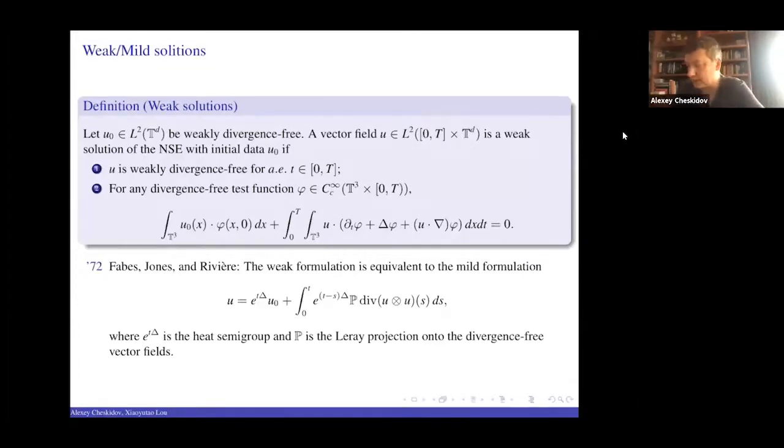Since we are on the torus and we want to have some connection with Leray-Hopf solutions, we are still going to start with L^2 initial data. And the definition of a weak solution is standard, right? We take the inner product with some smooth test function phi, integrate by parts, move all the derivatives to the test function. And in '72, Fabes, Jones, and Rivière proved that this weak formulation is equivalent to the mild formulation. So if you modify your weak solution on a set of measure zero, then it's going to satisfy this integral formulation.